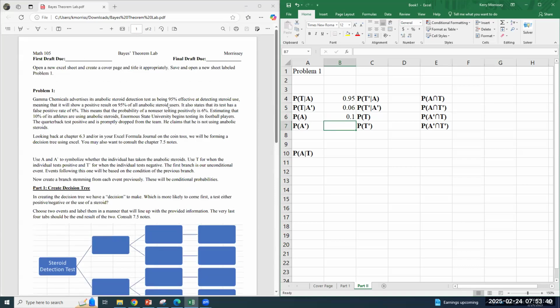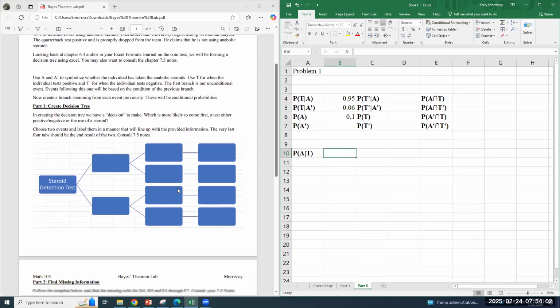So they said an estimate that 10% of the athletes are taking your anabolic steroids. The 6% are those who are doing that false positive. So they're saying that they didn't take the drug, but it's coming up as positive. And then 95% are testing positive because they have taken the drug, or so they've claimed.